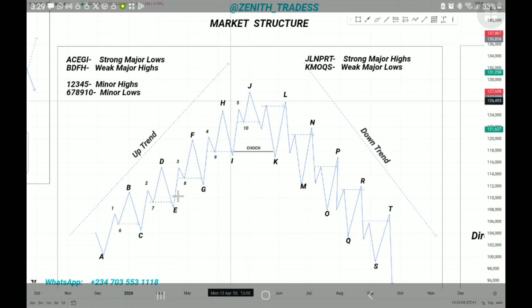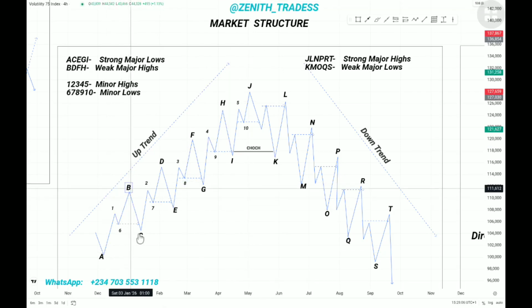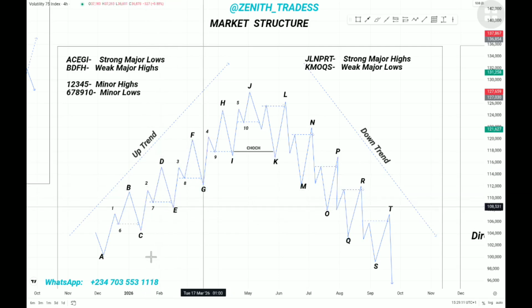I hope you helped me. So impulsive phase, corrective phase, impulsive phase, corrective phase, impulsive phase, corrective phase. You get to understand it better.